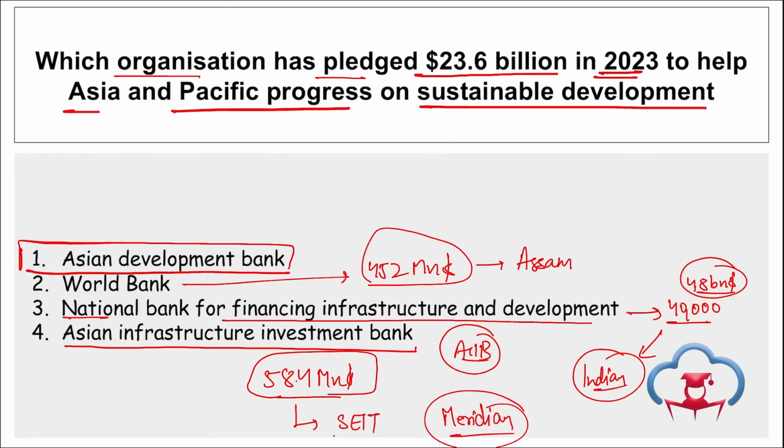Asian Infrastructure Investment Bank. If we talk about this SEIT, they have invested this amount in SEIT, that is Sustainable Energy Infrastructure Trust, and this is India's largest renewable energy infrastructure investment trust, that is an InvIT. And we have discussed InvIT. What are these InvITs?